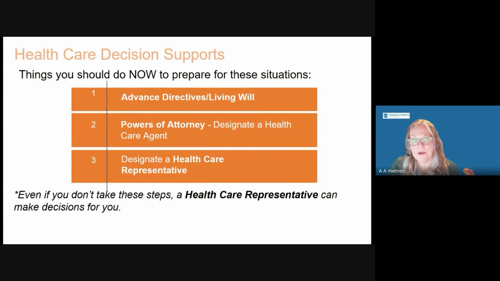And the thing to remember, I'll go through this and reinforce this again. Even if you don't take these steps, even if you don't prepare in advance, if you don't designate a healthcare representative, you don't sign a power of attorney, even if you don't do that, a healthcare representative is always going to be available to help make decisions for a person who lacks capacity at the time to make healthcare decisions. So we're going to talk more about that. You can go on to the next slide.